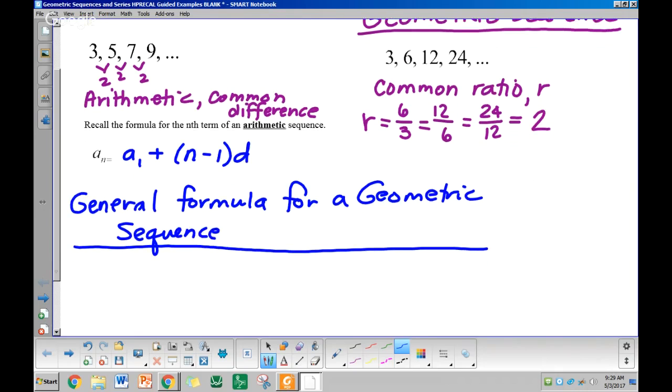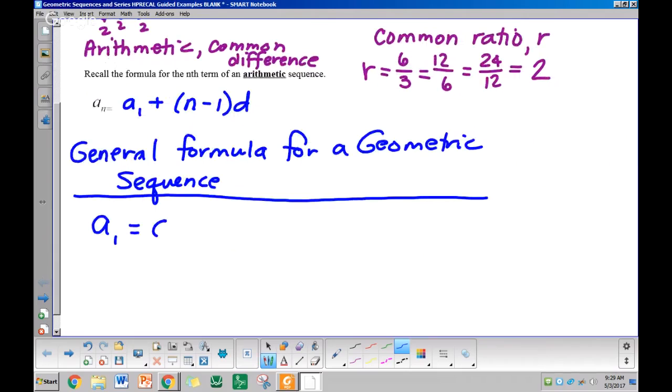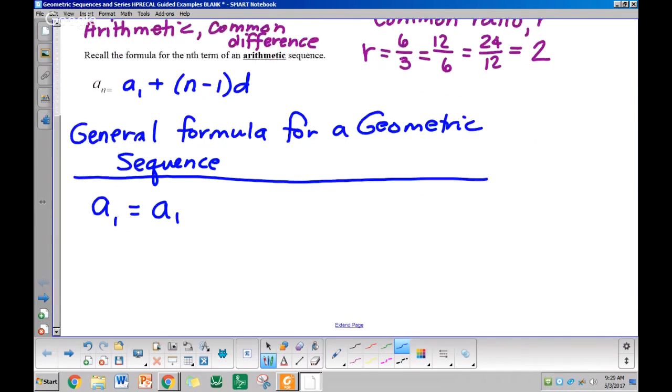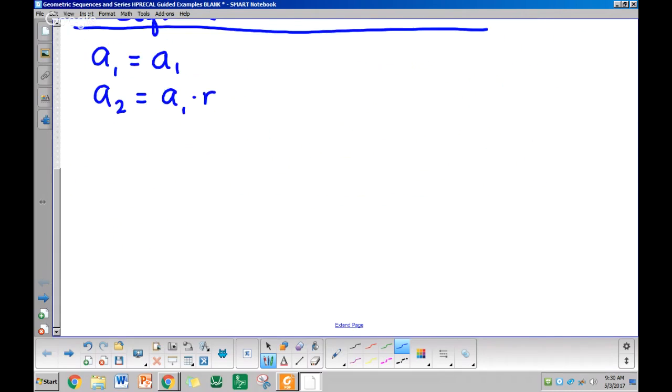Cool, so we're gonna start with the first term. And then what do we do to the first term to get to the second one? We multiply it by r. And then the third term, what do we do? We take the second term and multiply it by r. So this would be a sub 1 times r, which is the second term, times 1 more r. And then a sub 4, similarly, would be a sub 1 times r times r times r.